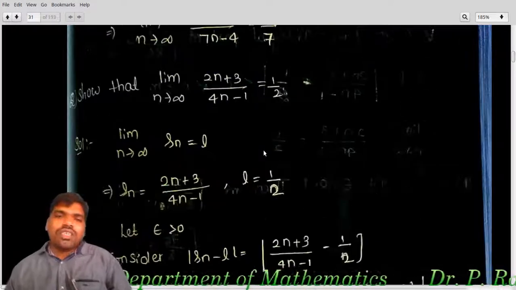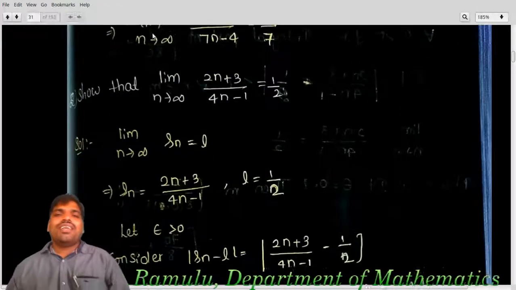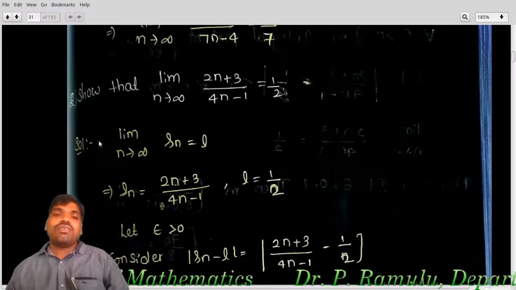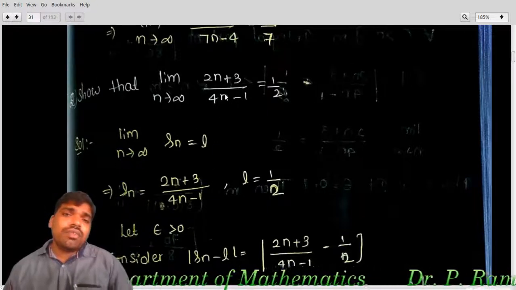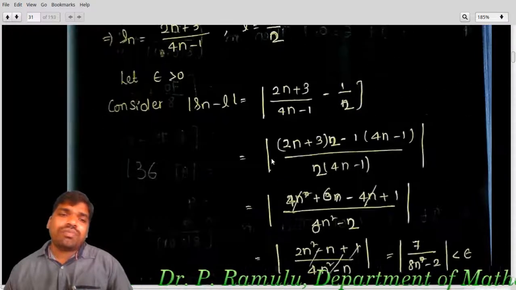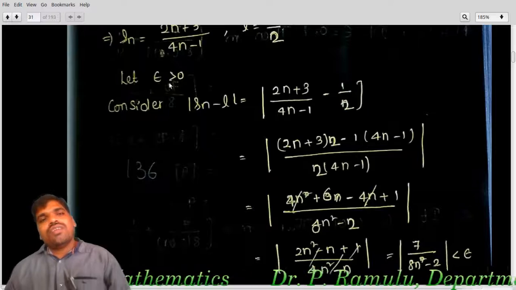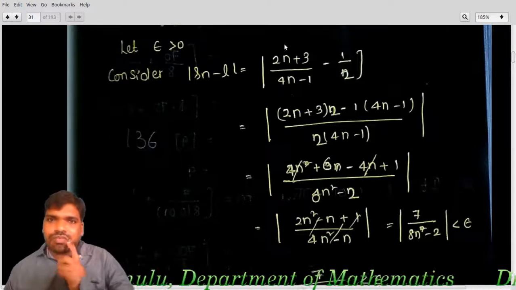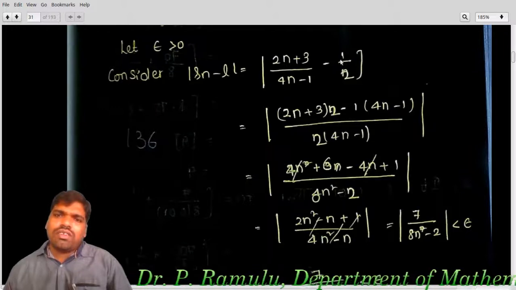Okay. Similarly, we have to show that the limit of n tending to infinity of 2n plus 3 by 4n minus 1 is equal to 1 by 2 by using the definition. It is in the form Sn equal to 2n plus 3 by 4n minus 1, and L is equal to 1 by 2. Let epsilon be greater than 0, and consider mod Sn minus L less than epsilon.